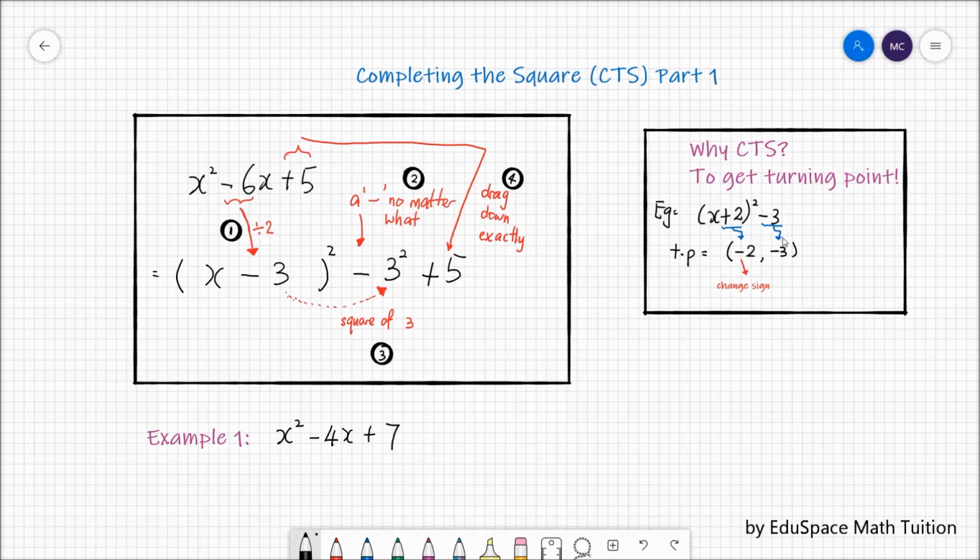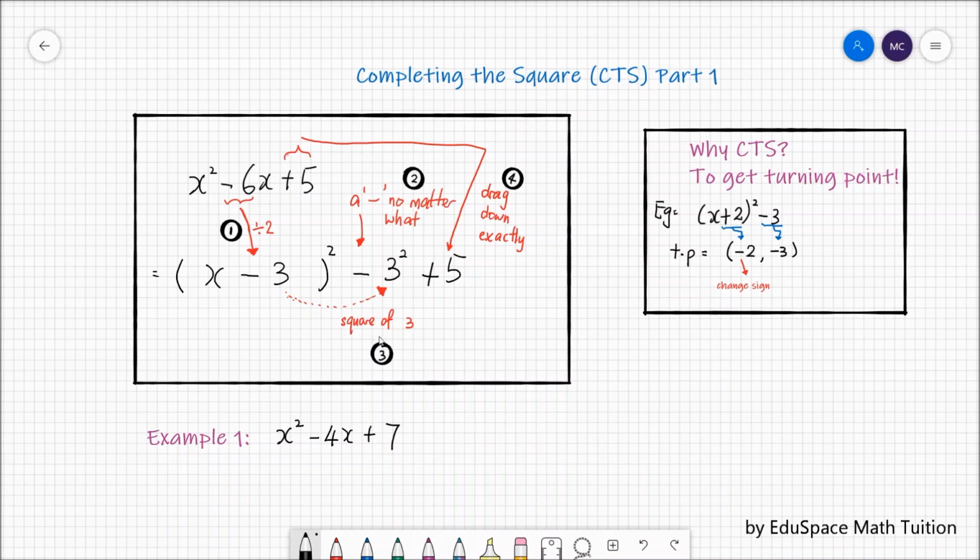However, your y coordinate of the turning point will be just straight away this negative 3 being dragged down to become a negative 3. Do not change the sign for the y value. So in order to get the turning point, we change the sign for the x value. We do not change the sign for the y value. So it will be negative 2 and negative 3.